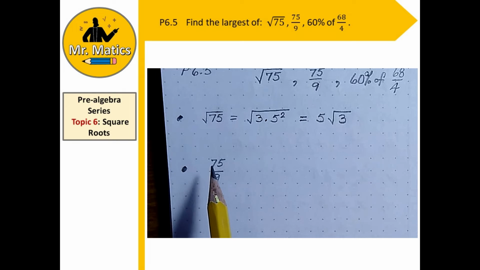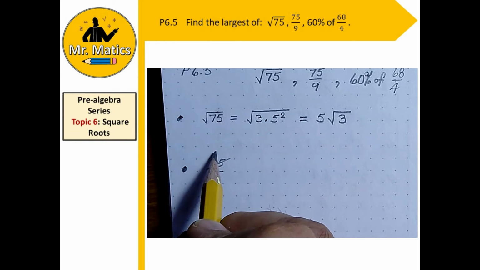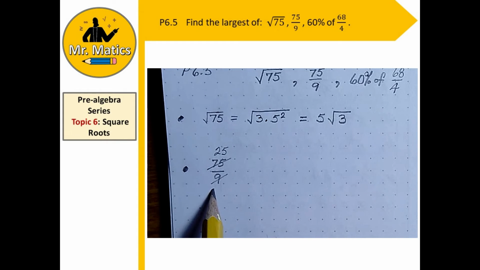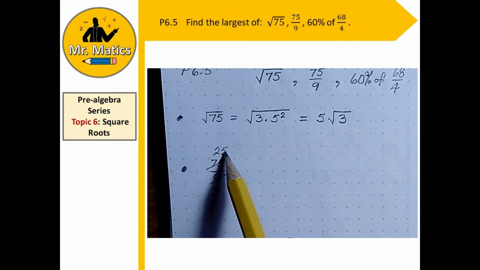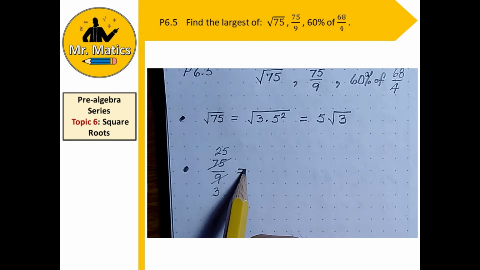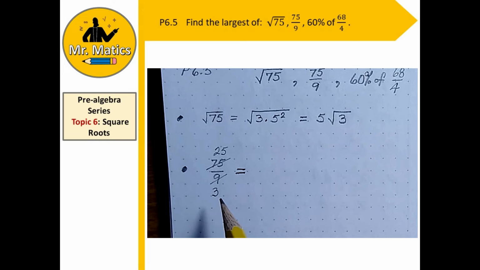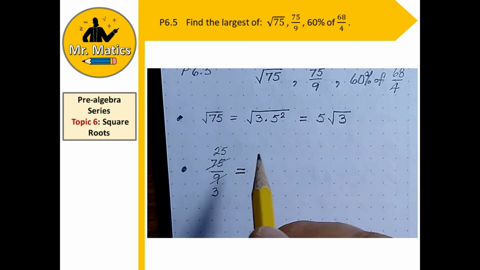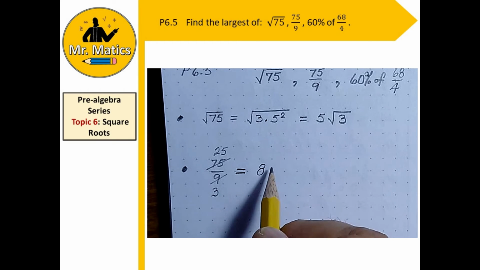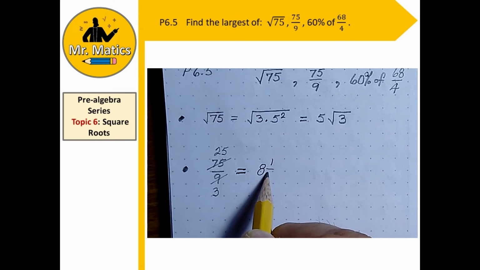Now 75 is 3 times 25 and 9 is 3 times 3, so I can see that there is a factor of 3. I can cancel. Now 25/3, if I put it in mixed fraction form, I know 8 times 3 is 24, so this is 8 whole number and 1/3.